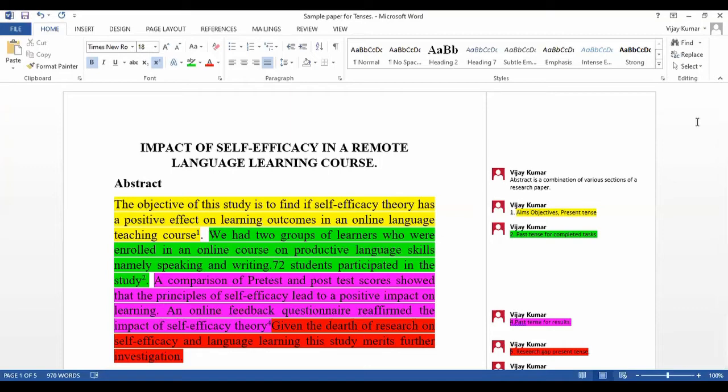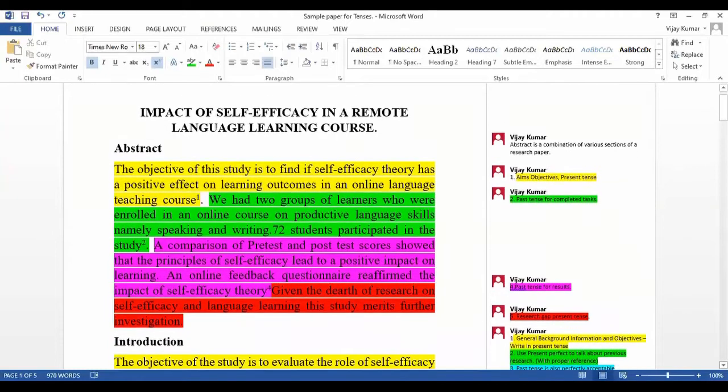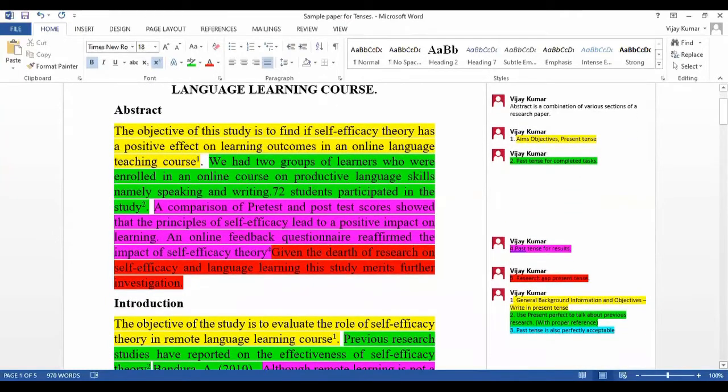And in the results section also, you will use the past tense because you're only reporting the research which you have already completed. So you will be using the past tense. See, a comparison of pre and post course showed that the principles of self-efficacy led to a positive impact. So you will be using the past tense. And finally, when you talk about the research gap, you will use the present tense.